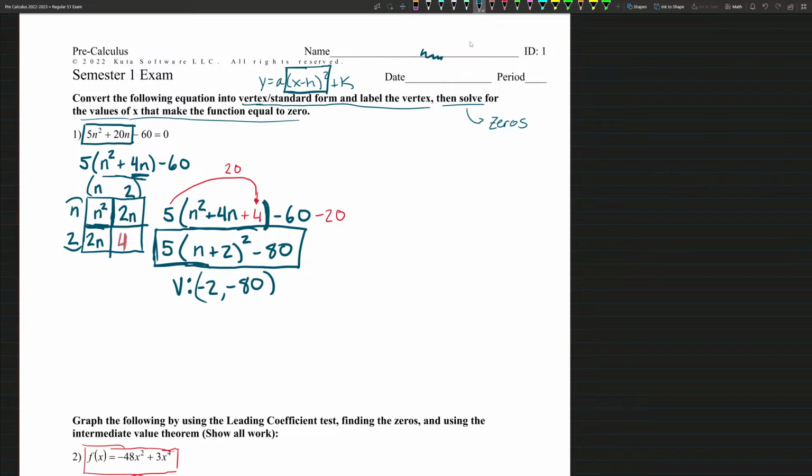Okay, so we have the vertex, we have the vertex form, and now we just need the zeros.